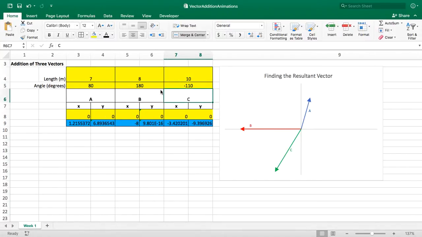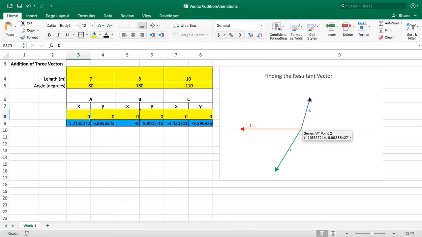In this video, we'll look at using an Excel spreadsheet to represent the graphical addition of vectors. So in this example, we have three vectors. I've labelled A, B, and C. And they're plotted here with each of the vectors starting at the origin of 0, 0.